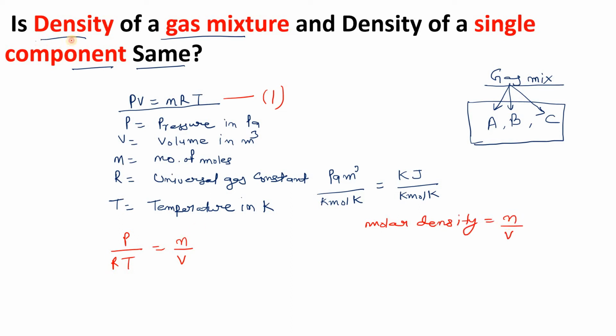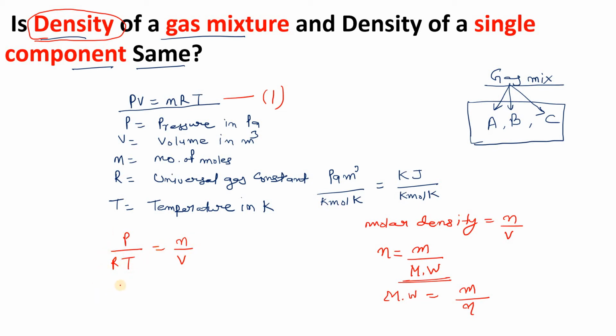But we want to find the density. So how can we find the density? We will multiply both sides by the molecular weight. As you know the formula of number of moles, n is equal to the given mass, suppose that is M, divided by the molecular weight. Now what will happen if we multiply both sides with the molecular weight? The molecular weight will be mass divided by number of moles. So let's multiply both sides.